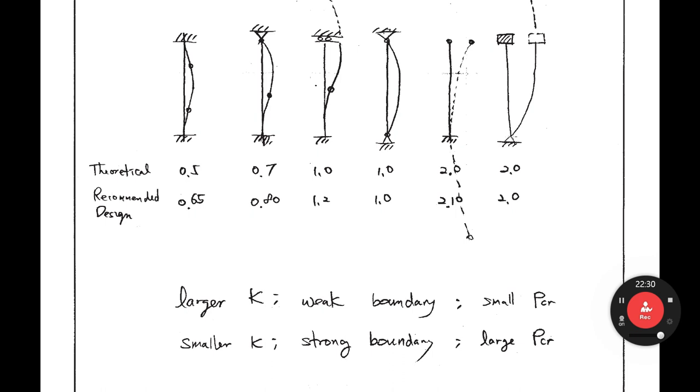How about this one? At the bottom, there is some friction. If we consider some friction, not an ideal hinge, the K value becomes small, right? Here, there is no rotation, but it is difficult to make a no-rotation condition in the real world. So we have to use the larger K value. Consider this one. Here, bottom smaller, top larger. So plus minus, let's say compensated. Okay? So the same 2.0 is used.